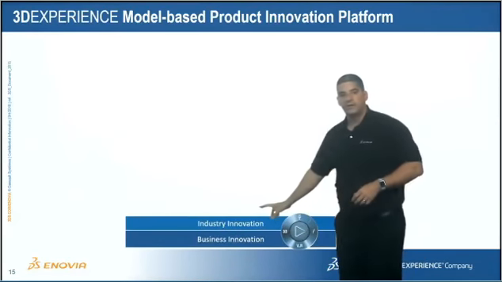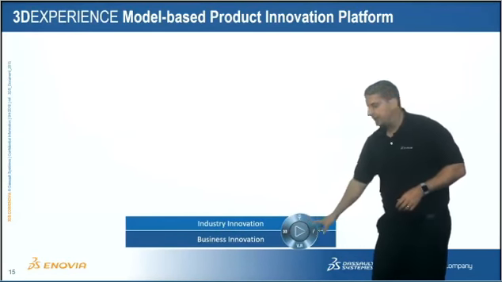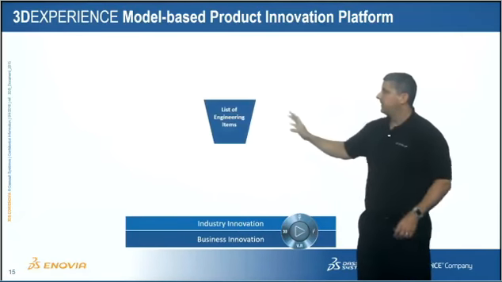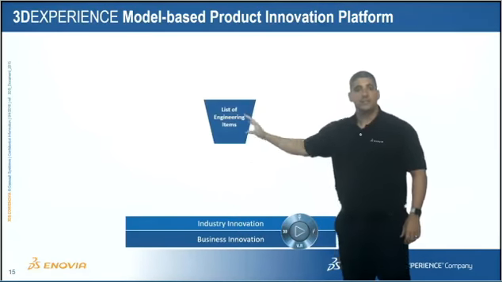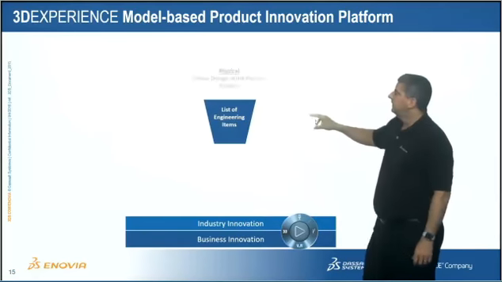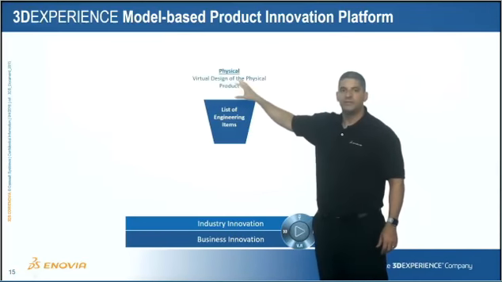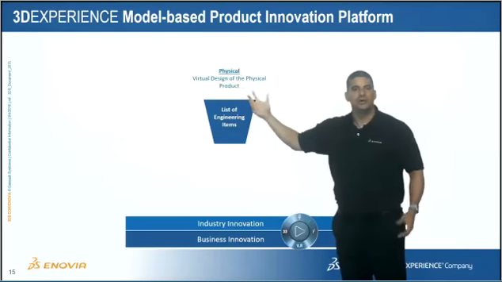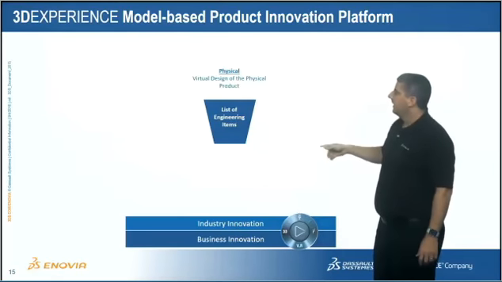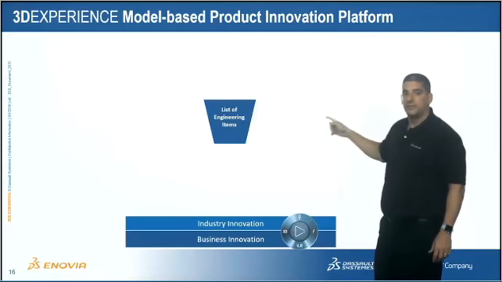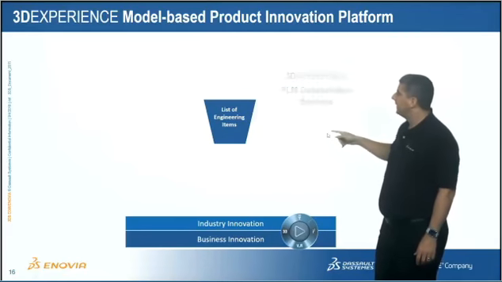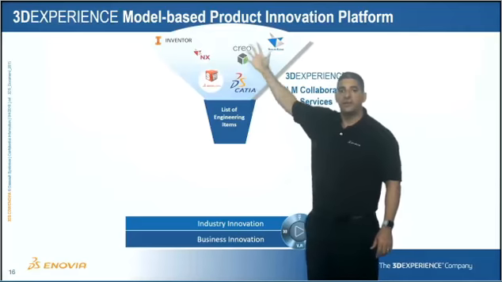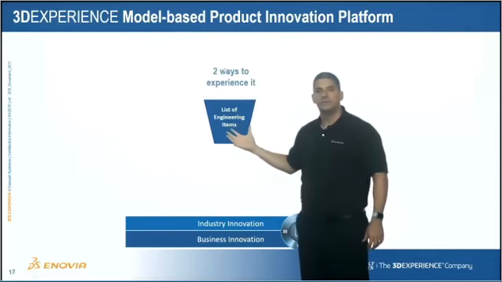So when we look at this here, here's our 3D Experience platform where we have the business and industry innovation, as we mentioned. And here we have our engineering items, or the list of those things that make up your product. This is what we call the physical definition of your product. Okay? It's the virtual digital view of what it is you're producing. And as we have seen before with PLM collaboration services, this is where we can connect the various 3D parts of the product into those engineering items.